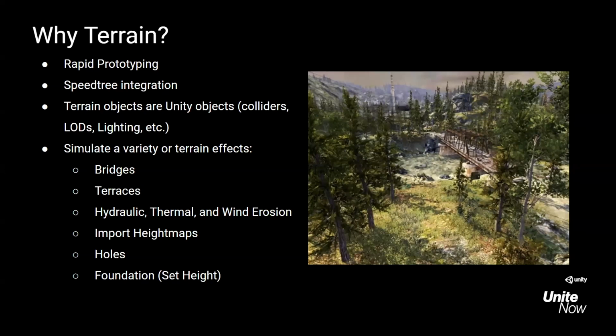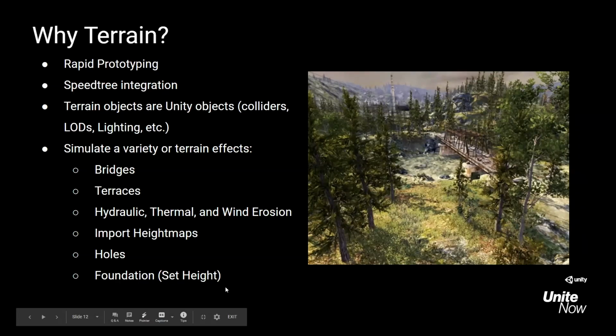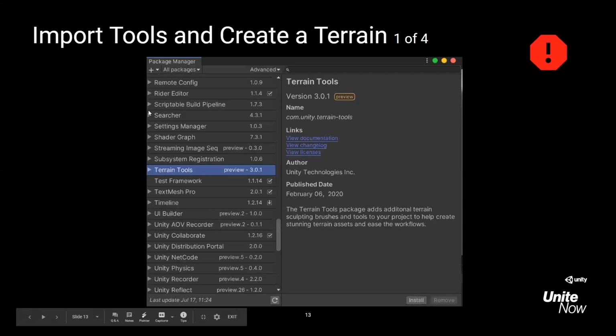The terrain tool allows us to simulate quite a few effects, right? So we can create bridges and terraces. There's erosion. We can even import height maps. So if you have an existing data set that you're trying to replicate in Unity, go ahead and do that. Some of the new features, we're able to add holes. So this allows us to create caves and different topography. And then we can create foundations using the set height method as well. So that was a quick overview of what the terrain tool is and why we would use it.